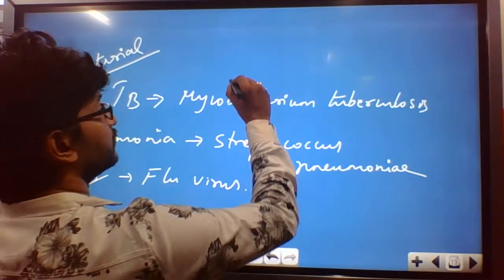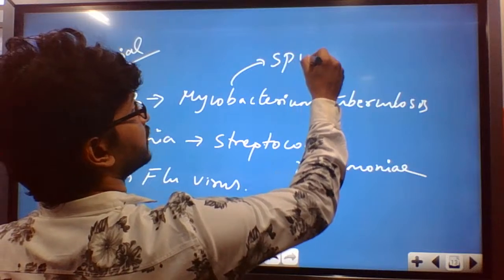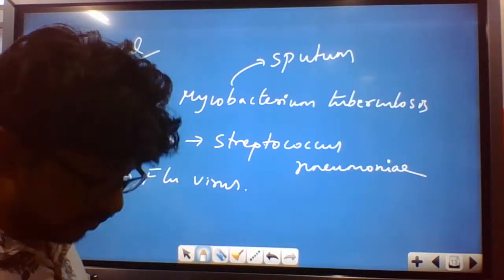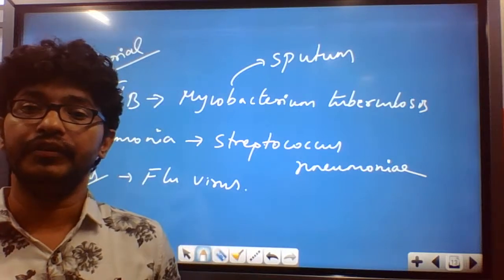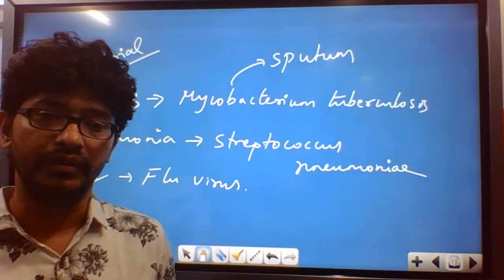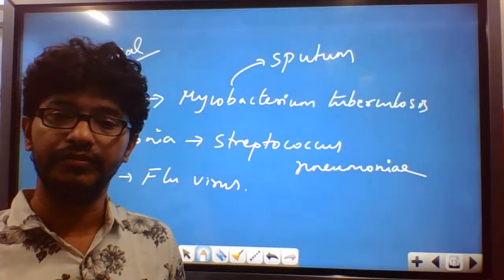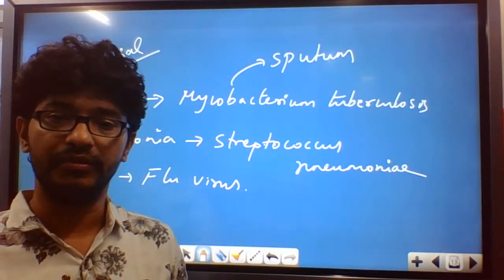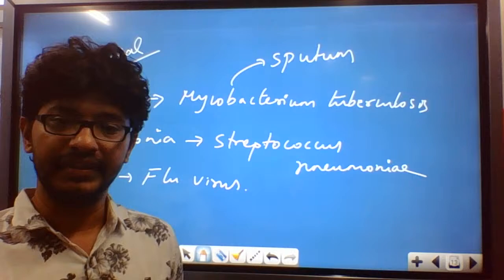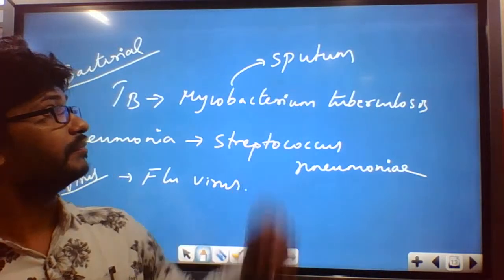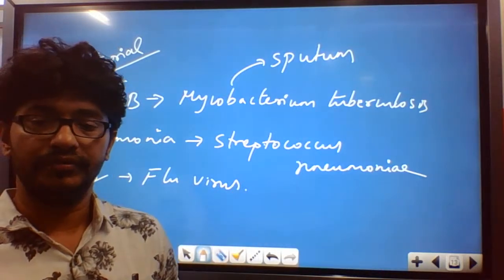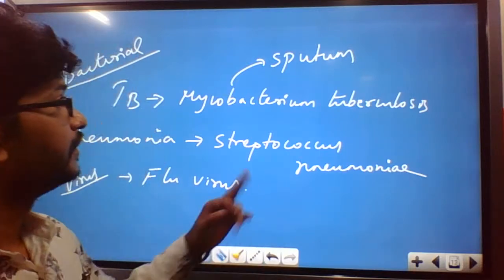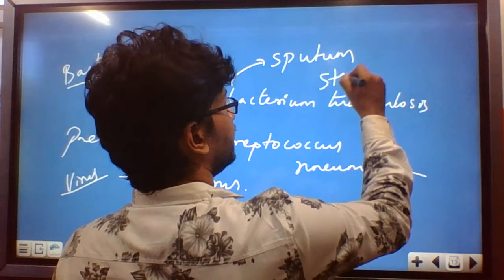If you take the sputum of the TB patient, can you tell me what type of stain you usually perform to confirm the presence of the Mycobacterium under the microscope? Can someone tell me the name of the staining technique that they usually perform with the sputum sample of TB patients? What is the name of the staining?